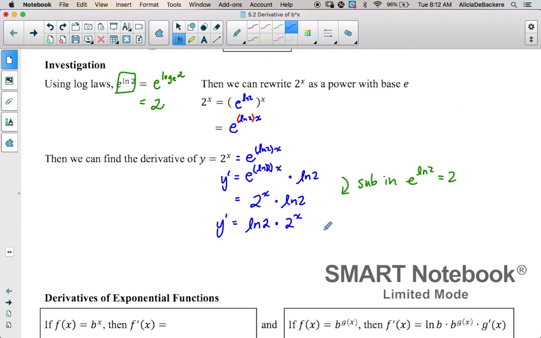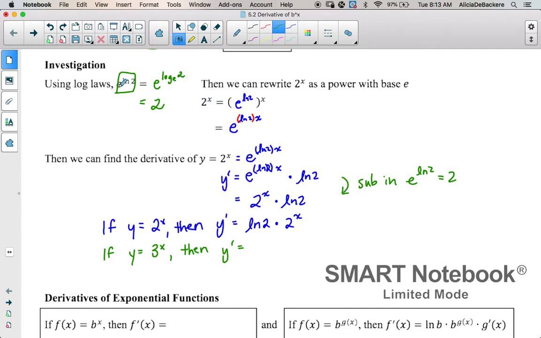All right, so we've come up with the derivative for y equals 2 to the x, sorry. I want to now try to figure out, well, what would happen if I had y equals 3 to the x? And you can kind of go through this whole process again.